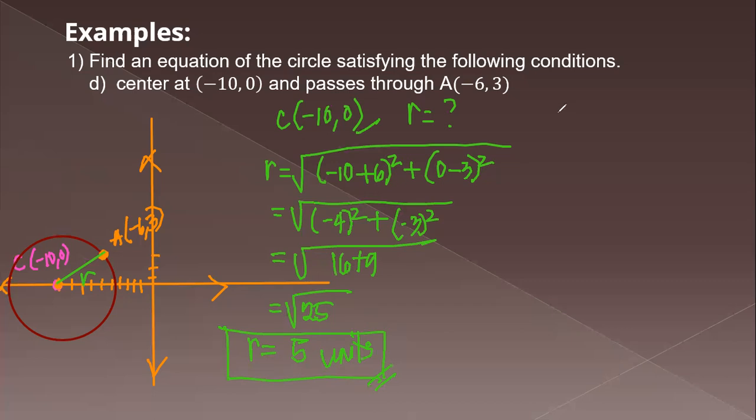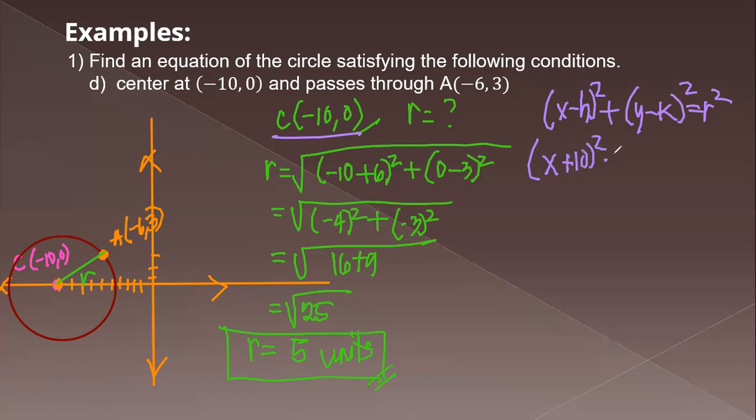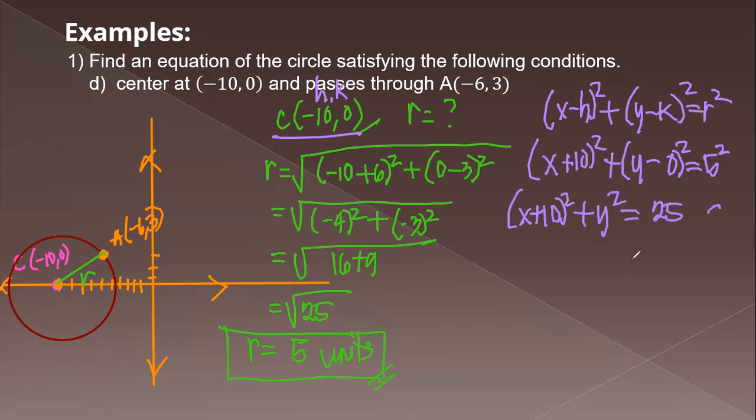So that is x minus h squared plus y minus k squared equals r squared, because our center is not on the origin. We have x minus our h, which is -10, so negative times negative is +10 squared. Plus y minus our k, which is 0, squared is equal to our r, which is 5 squared. Take note, class, that this is h, k. So we have x plus 10 squared plus y minus 0, which is y squared, equals 25. So this is our standard form.